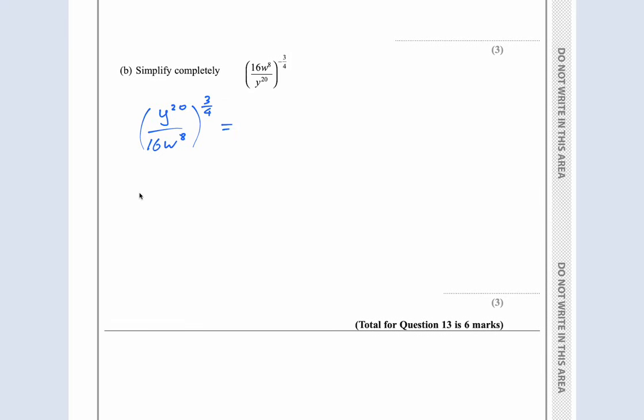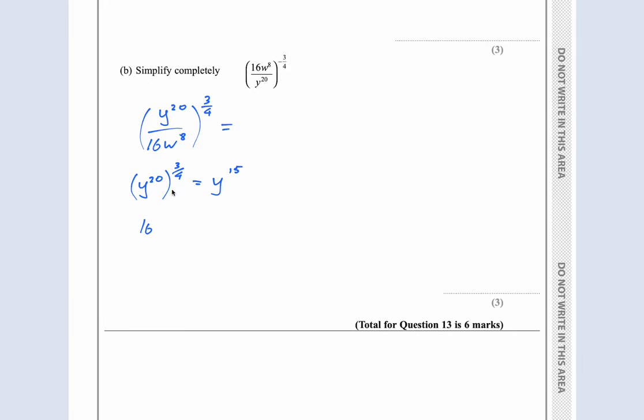Well, actually, guys, let me do them separately down here. This is I think the third rule usually we say of indices, where you multiply the powers. So 20 times 3/4 is 15, so that's y to the power of 15.